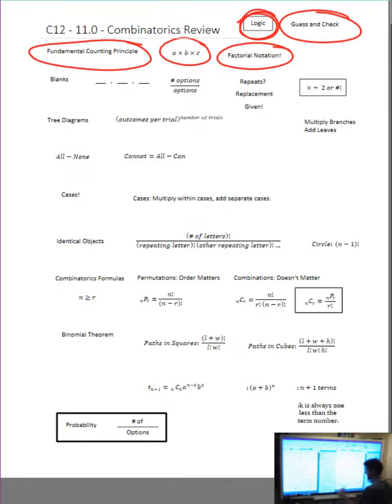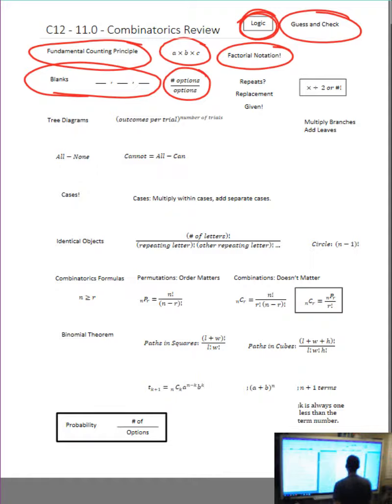Just figure out what all the different combinations are, write them all down as a guess to see how the formula works. Blanks. Blank times blank times blank, using the fundamental counting principle. In those blanks, we're going to put the number of options on the top and the actual options that we have below for notation.